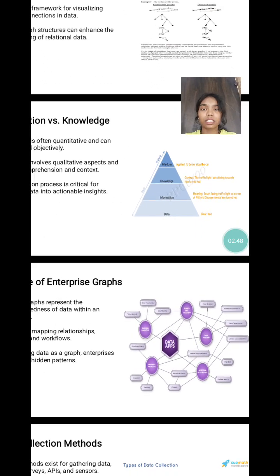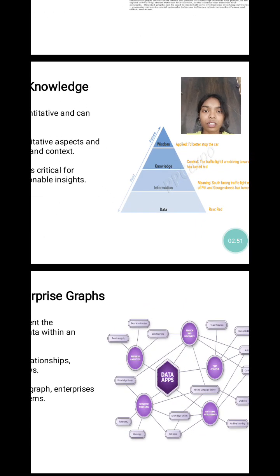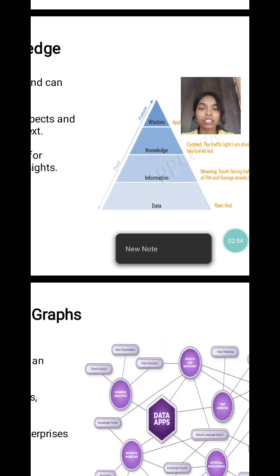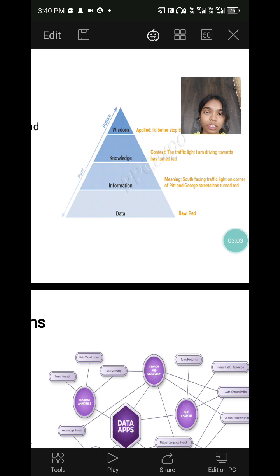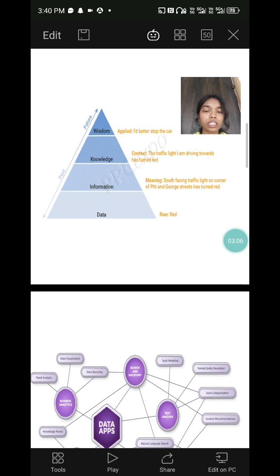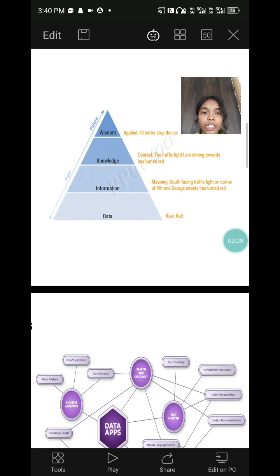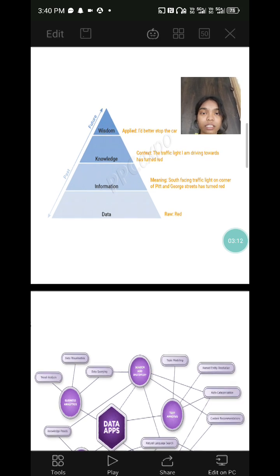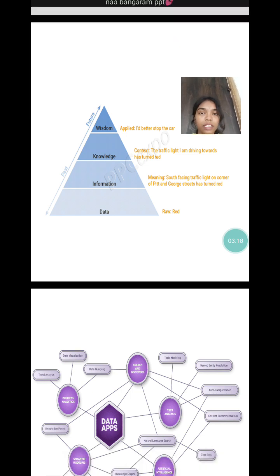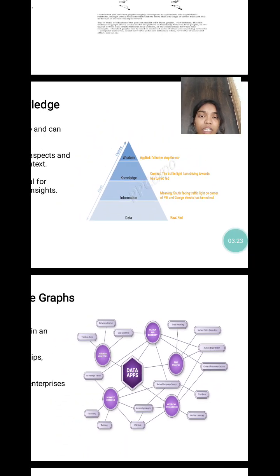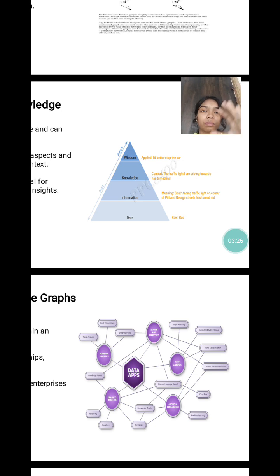Now, we can see this graph. It slowly increases from data to wisdom. Here the data is raw: red. Information: the south-facing traffic light on the corner of Pitt and George streets has turned red. Knowledge, with context: the traffic light I am driving towards has turned red. Wisdom, applied: I'd better stop the car. The information between the data and wisdom slowly increases from bottom to top.